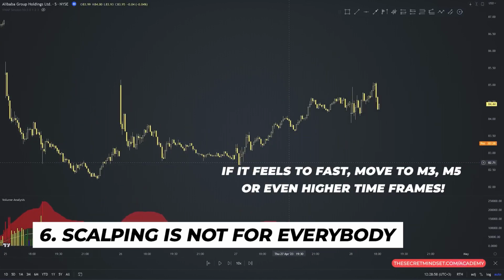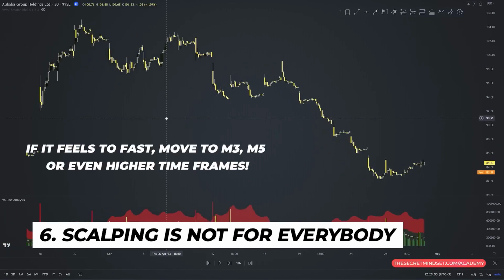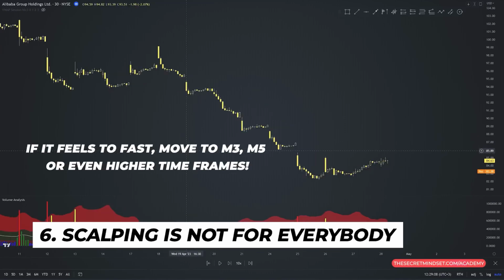If it's still too fast, you can always go on a higher time frame and adapt these strategies for day trading and even swing trading. The principles remain the same.